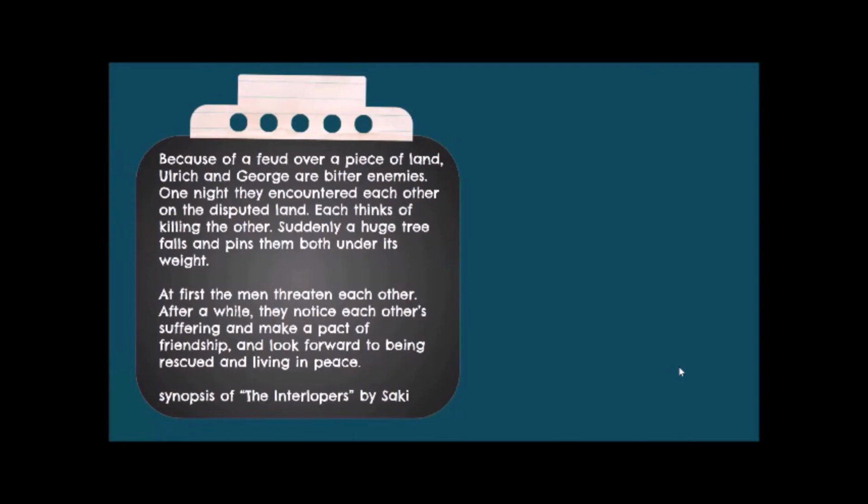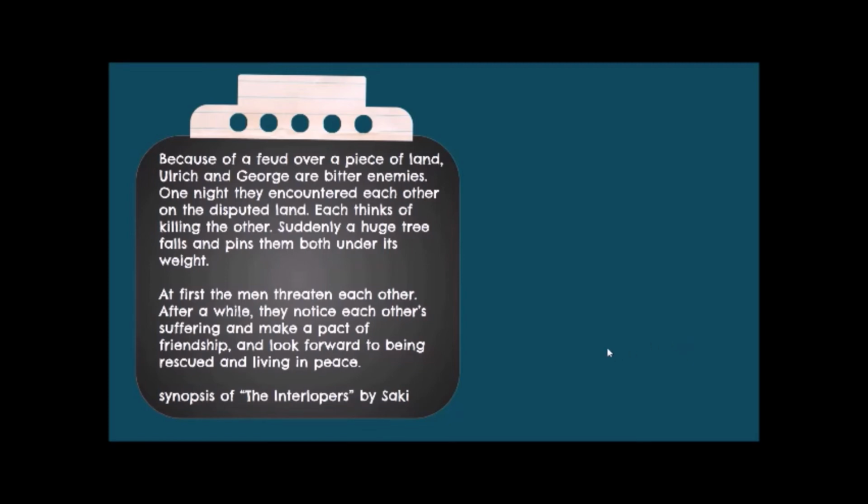Because of a feud over a piece of land, Ulrich and George are bitter enemies. One night they encountered each other on the disputed land. Each thinks of killing the other. Suddenly a huge tree falls and pins them both under its weight. At first the men threaten each other. After a while, they notice each other's suffering and make a pact of friendship and look forward to being rescued and living in peace.